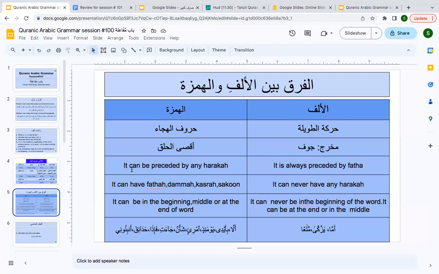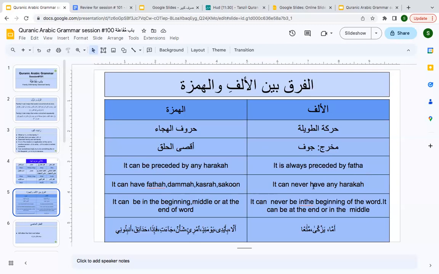When it comes to al-hamza, it can be preceded by any haraka. It has no restriction. There can be any haraka before hamza. When it comes to an alif, it can never have any tashkil on it. It will never have any haraka on it. When it comes to al-hamza, it can have fatha, dhamma, kasra, and it can also have sakoon on it.